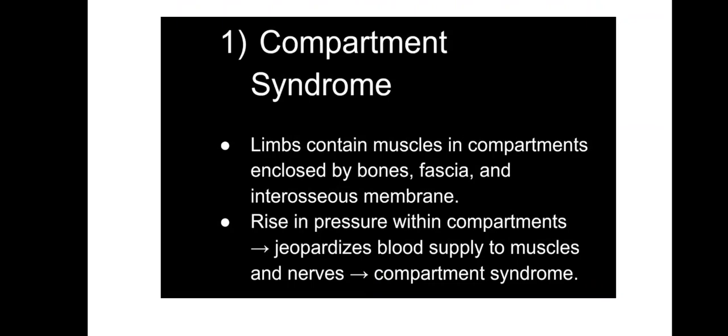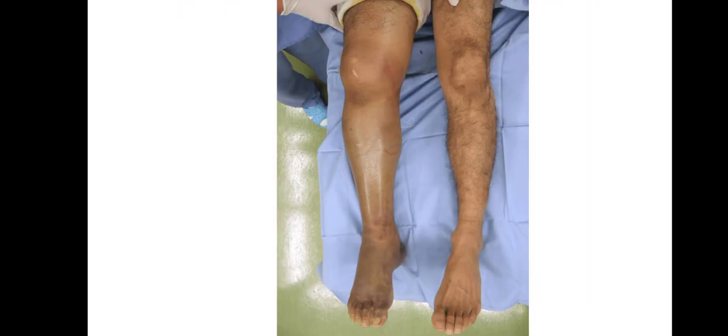So when there is a rise in pressure within this compartment, it can jeopardize the blood supply to the muscles and nerves. So when the pressure increases, it can damage the blood supply to the muscles and nerves, which results in a compartment syndrome. Here you can see that the patient has a right lower limb compartment syndrome. The leg is swollen, the skin is shiny and glossy. There is an increased girth of the right lower limb.